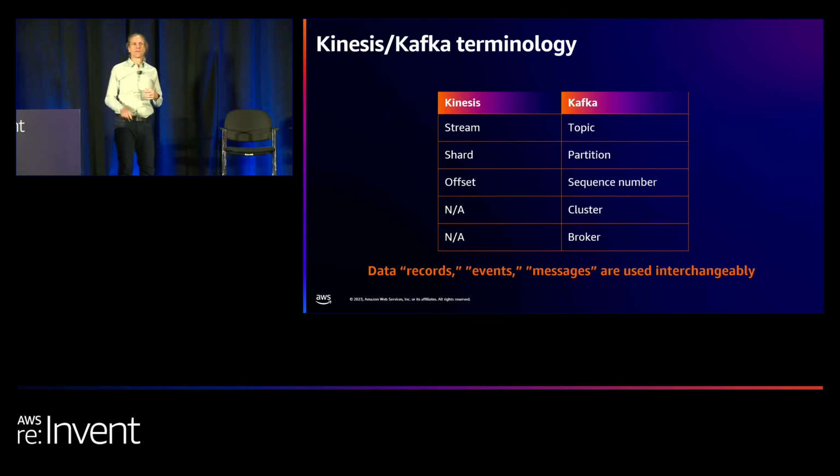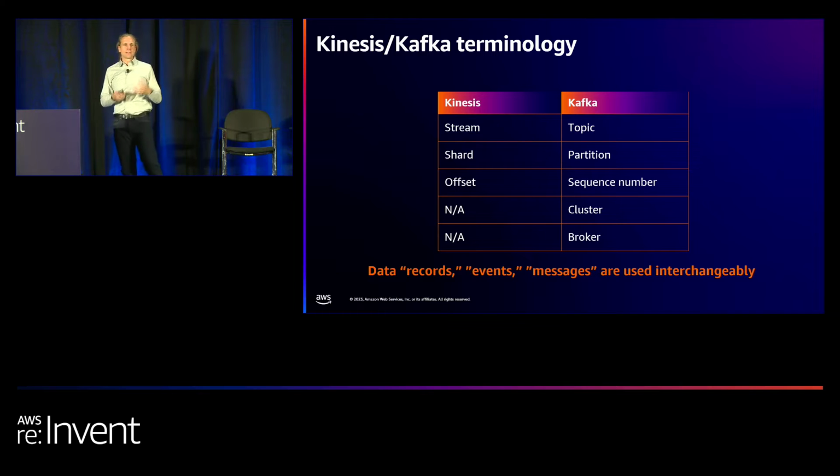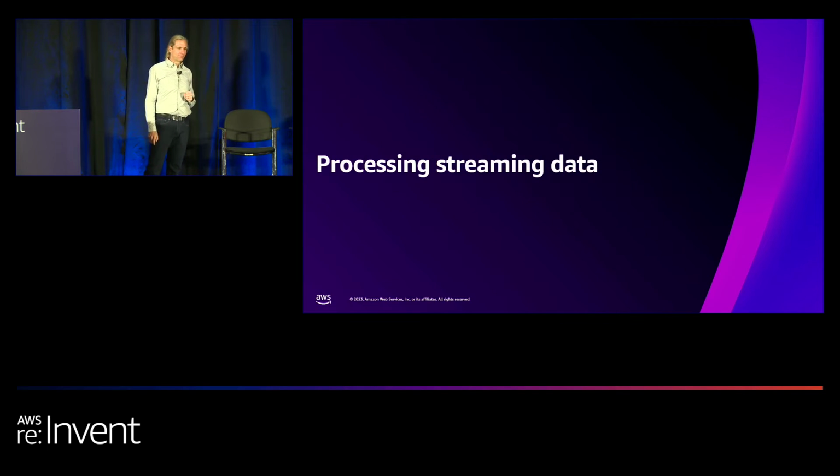Obviously, Kafka needs to talk about individual servers, so they have clusters and brokers. And the one other thing is just, data, records, events, and messages are used interchangeably. There are lots of resources and things you're going to be talking about, and you can just think of those things as the same kind of thing. There isn't necessarily a difference between the different services.